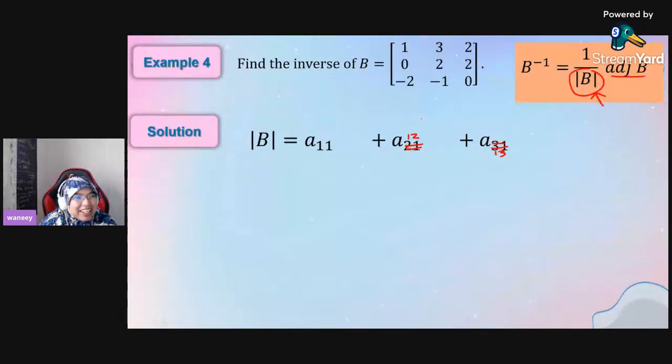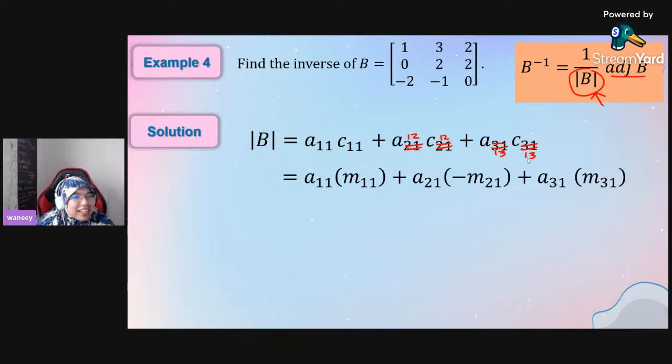Okay, so A11, A12, A13. So I'm using the first row. So C11, that will be okay. This one, sorry, but please change it to C12 and then another one is C13. Masa saya copy, saya lupa nak ubah nilai. Sorry, tak sengaja. Okay, so now from here, again, this is M12, this is A12, 1, 3, 1, 3. Okay, my bad.